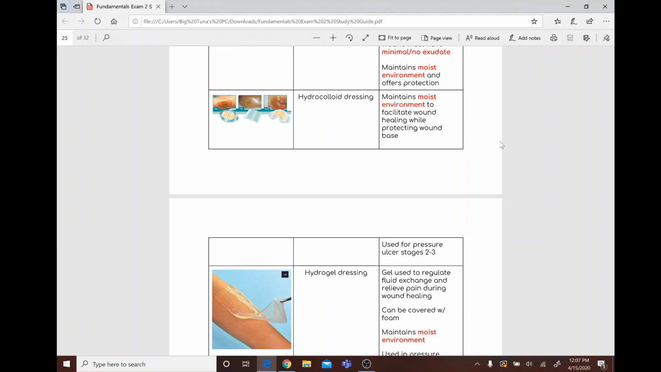Tell me about hydrocolloid dressing. Maintains moist environment to facilitate wound healing while protecting wound base. Used for pressure ulcer stage 2 or 3.